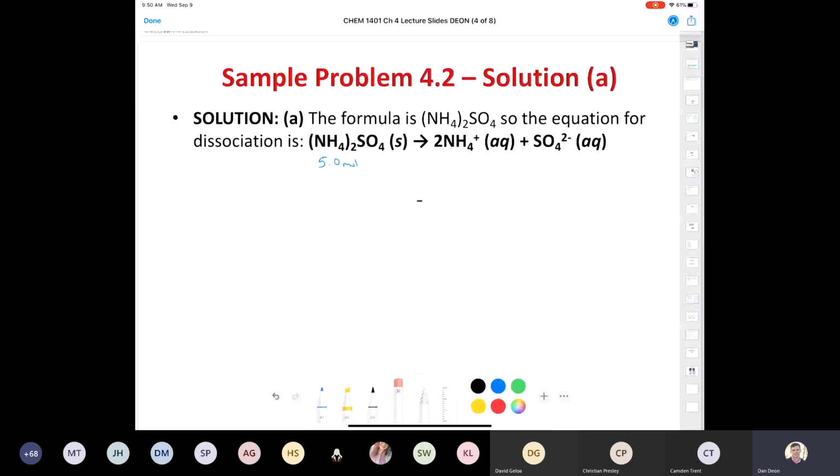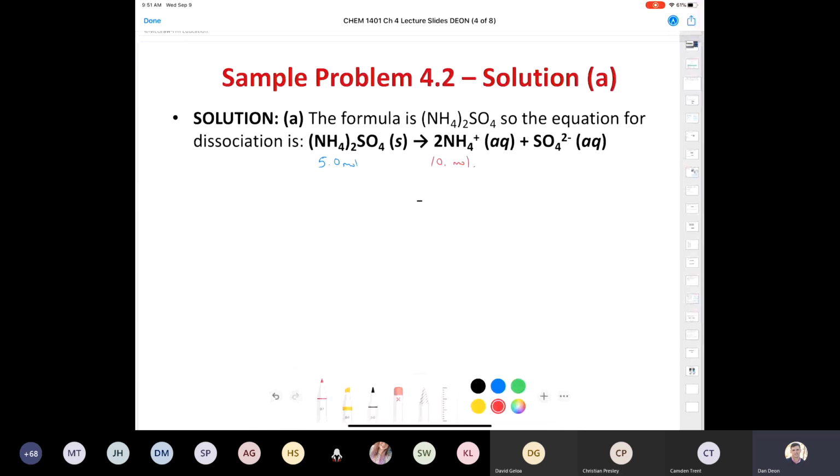And if you're unsure about that, think about it. The ratio here is 1. Get out the red pen. The ratio is 1. For every 1 of these, I form 2 of these. So if I start with 5, I'm going to have double the amount. I'm going to have 10.0 moles of ammonium ions. Okay, I'm adding sig figs here, aren't I? I'm going to end up with 10 moles of ammonium ions.